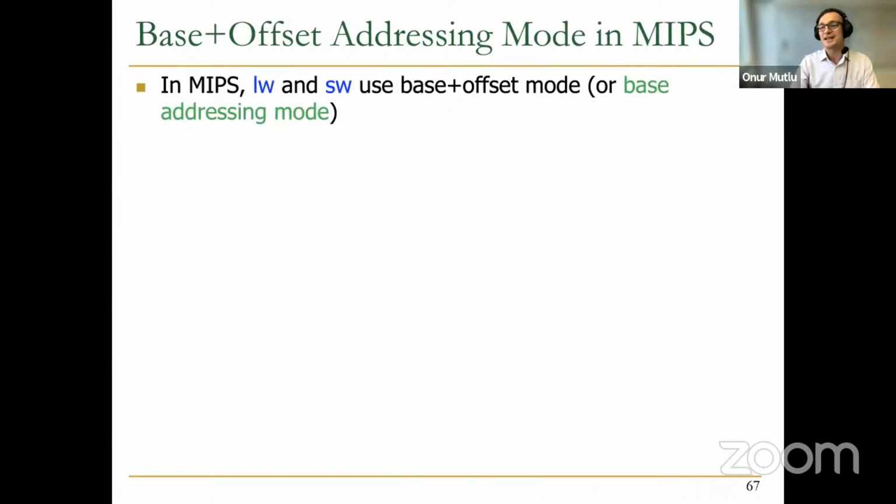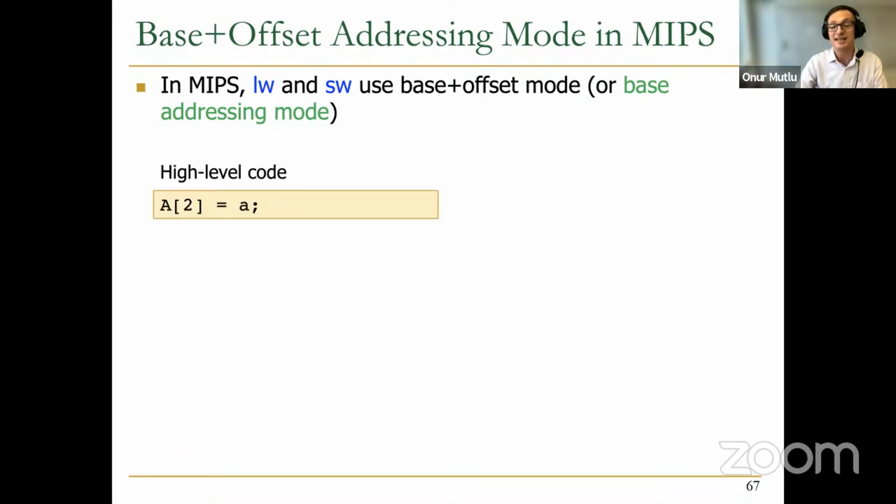Okay, base plus offset addressing mode in MIPS. We've also seen this. In MIPS, LW and SW use the base plus offset mode. In MIPS, this is also called base addressing mode. I like base plus offset better, but MIPS calls it base addressing mode. And we've seen this high-level code in the past. Actually, we've seen the load version. This is the store version of it.